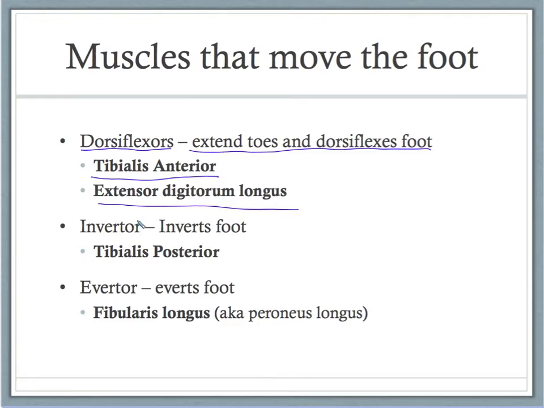Muscles that invert your foot. The muscle that inverts your foot is your tibialis posterior. So again, this is when you roll your ankle. So your tibialis posterior allows you to stick your foot out and you can roll it kind of on your own without hurting it. But that's your tibialis posterior. And then to evert your foot, to roll the sole of your foot outward, is your fibularis longus, also known as the peroneus longus.